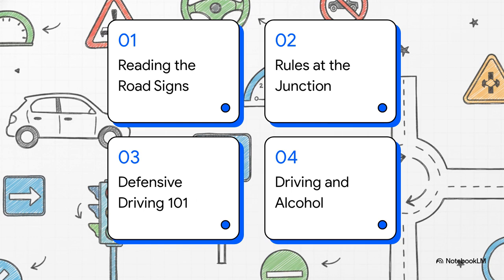We're going to break this down into 4 key areas. First up, we'll be reading road signs. Then we'll get into the rules at junctions. After that, it's all about defensive driving 101. And we'll wrap up with a really important one, driving and alcohol.